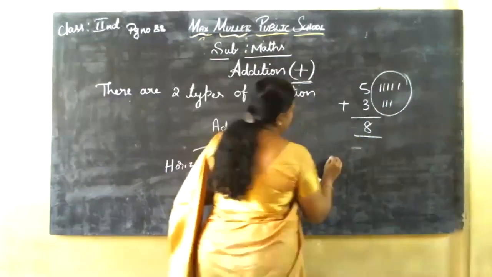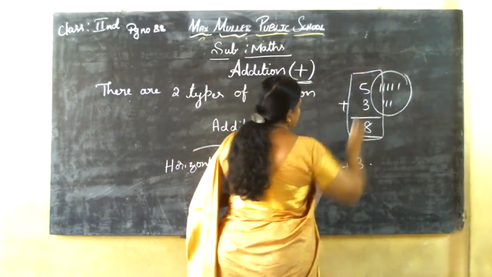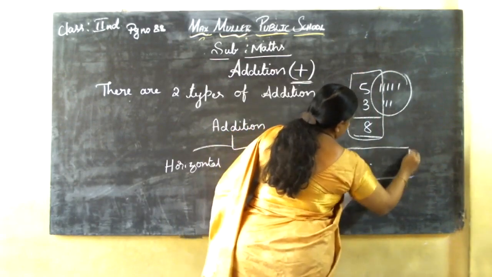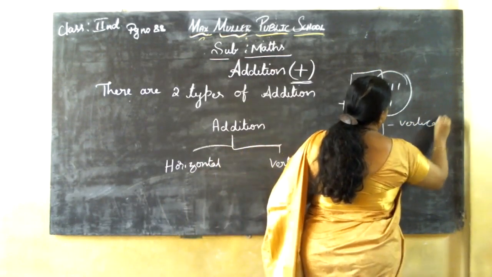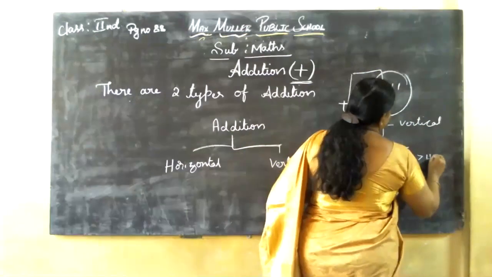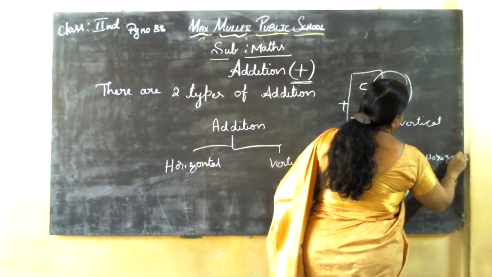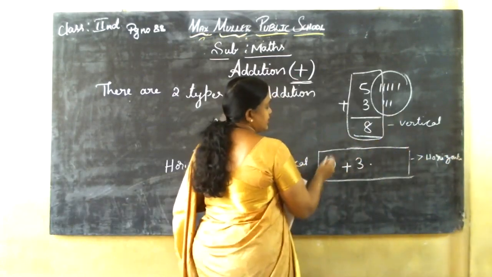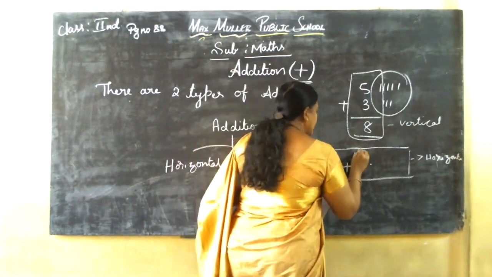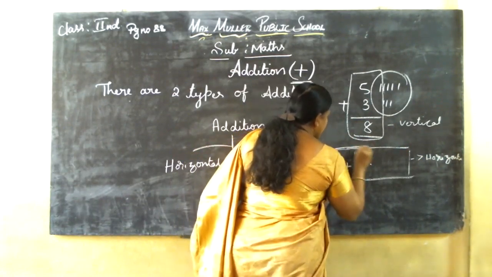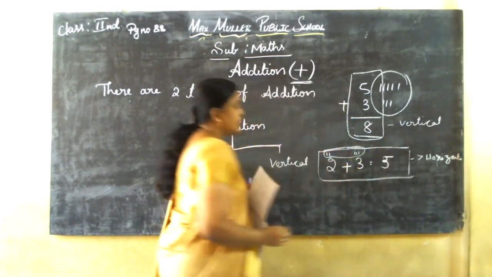In the horizontal method, I will do 2 plus 3. See, this is the vertical method, children. This is horizontal. Vertical addition. This is horizontal addition. See, here 2 and here 3. In UKG and first standard, what will you do? Here 2 means you draw small lines, and here 3 lines. Now you count these lines and write the answer, children, like this. In UKG and first standard you will do like this only.